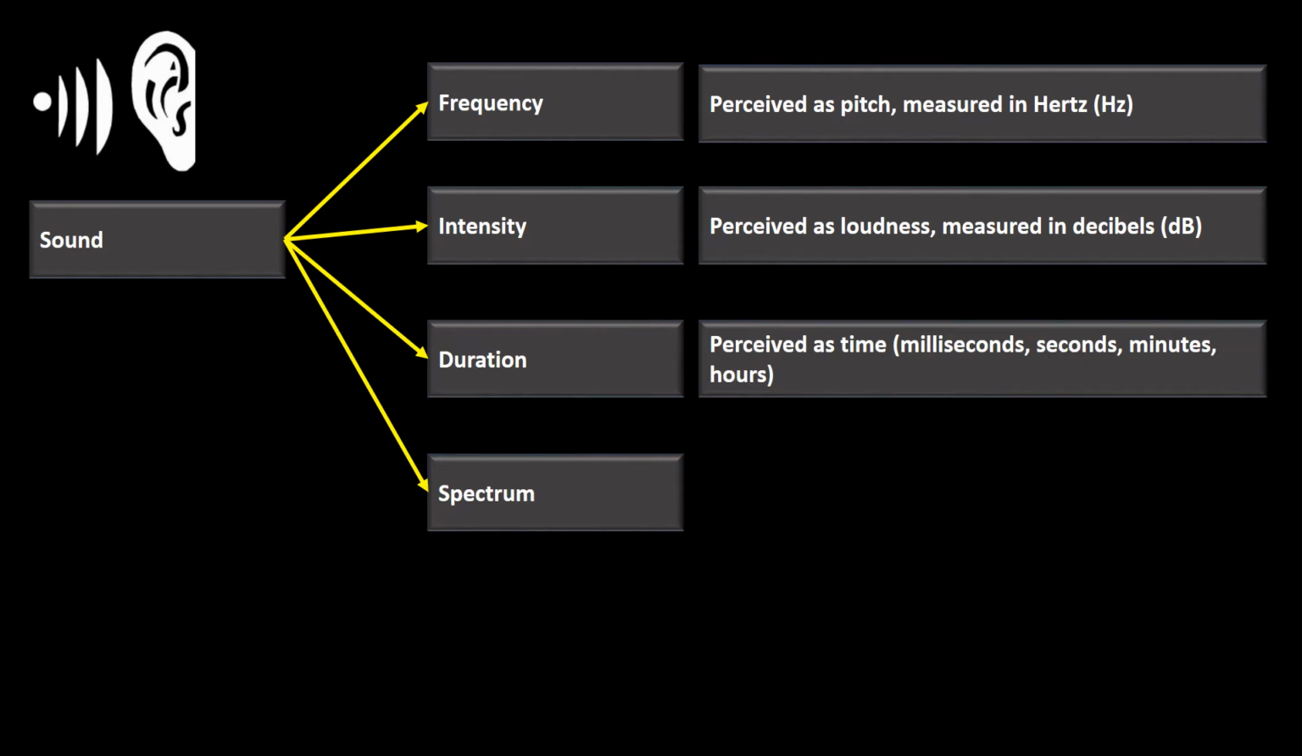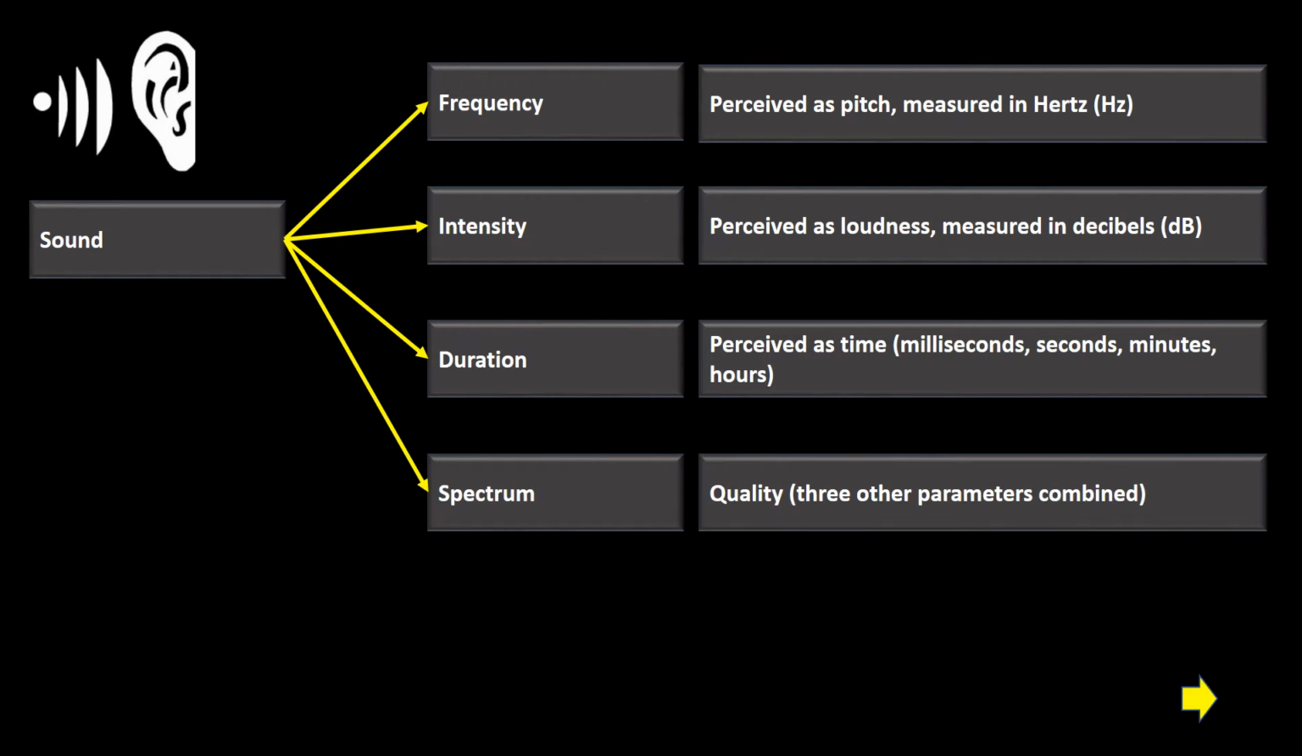Duration has to do with time, so we can use different units of time depending on what type of study we're doing, whether an audiogram or an industrial hygiene survey to assess for noise hazards, and we can measure in milliseconds, seconds, minutes, or hours. And then the spectrum refers to the quality of a sound, and it takes the other three parameters into consideration: frequency, intensity, and duration. Frequency and intensity we're going to have to understand in order to read an audiogram.